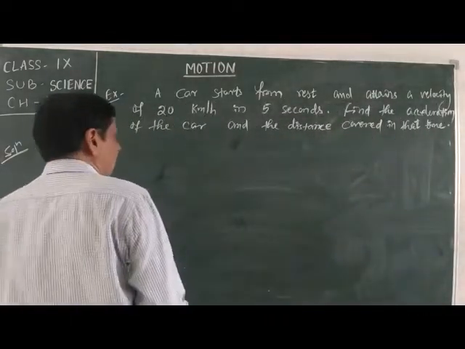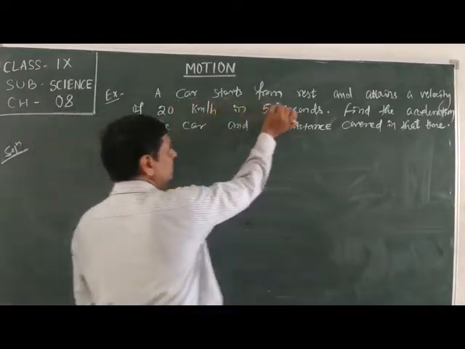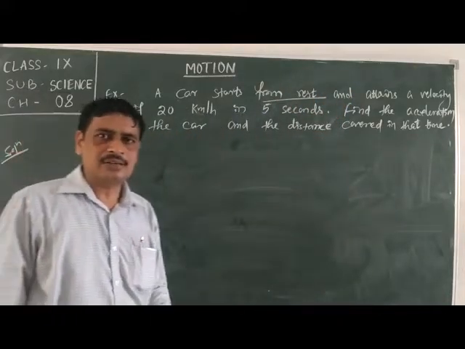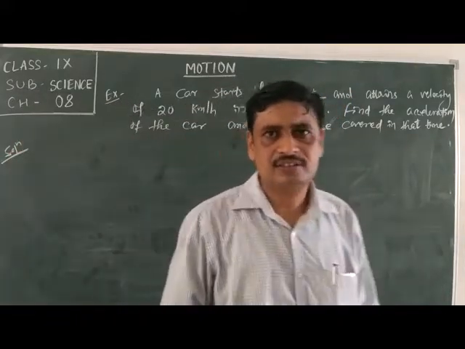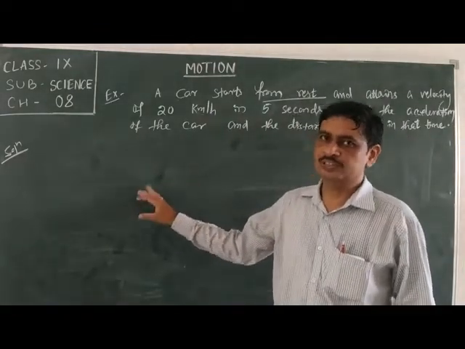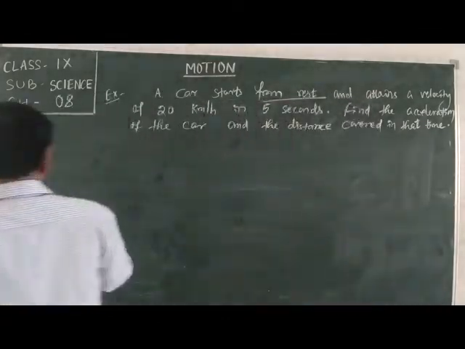First we have to understand what is given here. A car starts from rest. It means the car was initially at rest. The car had velocity 0. That means the initial velocity was 0.